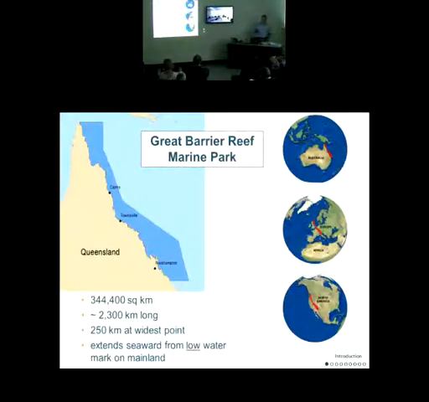The marine park was declared in 1975 and it covers a huge area, 344,000 square kilometres. If you look at these global comparisons on the side here, you'll see it's bigger than many countries in the world.